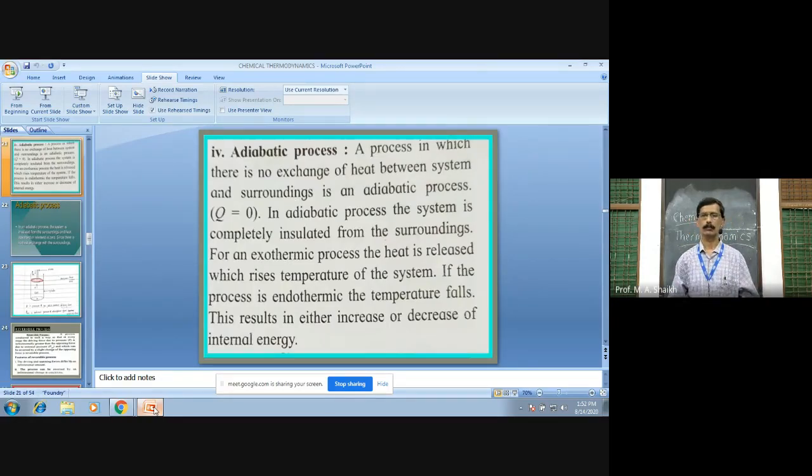Adiabatic process. Here we have to stop after the definition. Now, which process is called adiabatic process? Suppose this is the question. What is an adiabatic process, or which process is called adiabatic process? The answer should be: a process in which there is no exchange of heat energy in between system and surroundings.